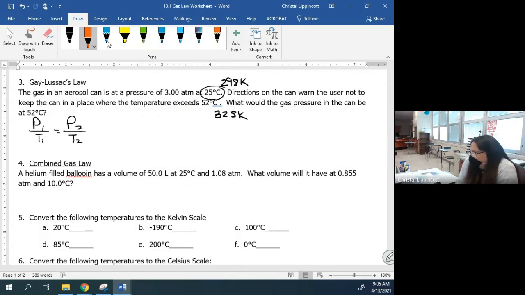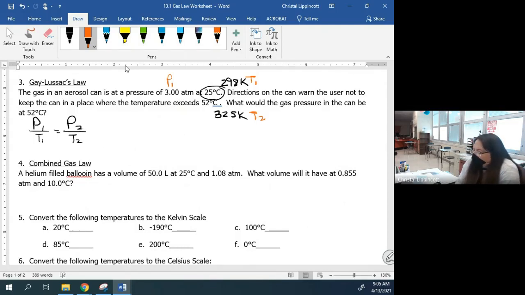All right, this is my P1. This is my T1. And this is going to be my T2. So it's always good to identify what your variables are in the problem, so it makes it easier for you to place them in here.